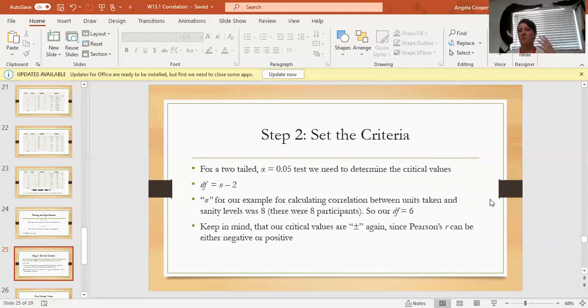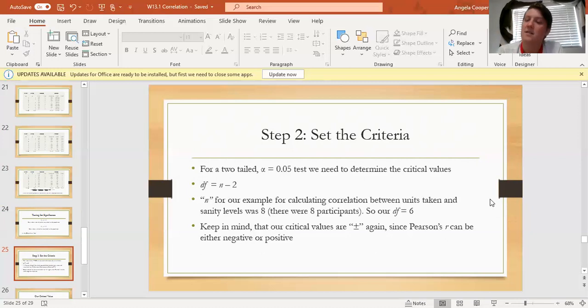We're dealing with samples here strictly. So our degrees of freedom is equal to our sample size minus 2. Remember that for each person, we had 8 participants in our example of units taken and sanity levels. So 8 people responded saying, "Oh, I'm taking 6 units and my sanity level is a 5." Each individual person answered both of those questions. We had 8 people doing that. So to determine our degrees of freedom, we just take our number of participants, 8, and subtract 2. Our degrees of freedom is equal to 6.